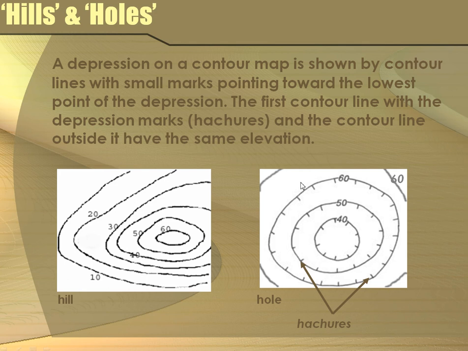This one on the right is also circles within circles, even more circular than the ones on the left. But notice they've got these weird little hachures in them. These indicate that this area is a hole. Hill, hole. Again, our contour interval is 10, but we've got a hole rather than a hill.